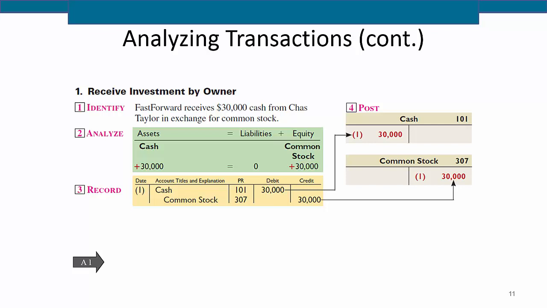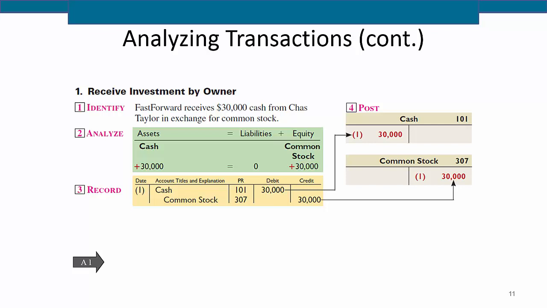We place the $30,000 on the left or the debit side of the cash account and on the right or the credit side of the common stock account. Our books are in balance because total assets are equal to total liabilities plus equity. We could continue on with more transactions, but the process is the same for every transaction. Your homework will help reinforce what we've done here. Please be certain to review the illustration provided in your textbook for Fast Forward Company.